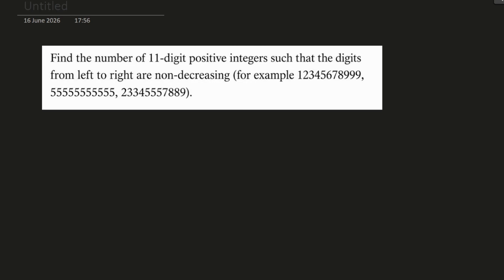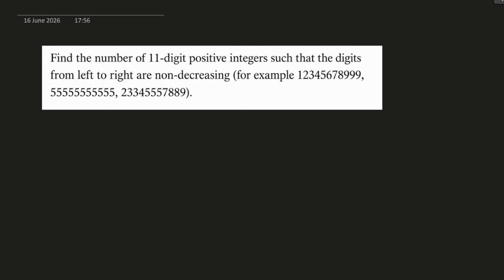So let's start. The question says we need to find the number of 11-digit positive integers such that the digits from left to right are non-decreasing. And basically non-decreasing, as you can see in the examples, is that if you have a number 5, you can't have 4 or 3 or 2 or 1 after it. It has to be either 5 or greater than 5.